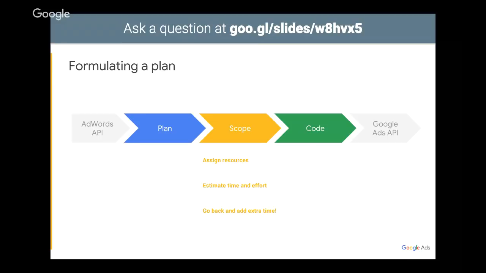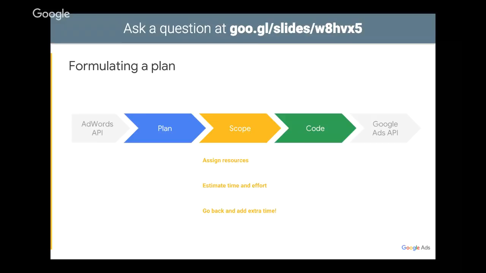Once you have a little bit of a plan and an idea, then we want to start scoping, right? You want to start assigning resources, estimating the time and effort it's going to take. Once you understand what's going to be changing, then you can have a better idea of how much time and how much effort it's going to take to do that. And like I said, scope generously.